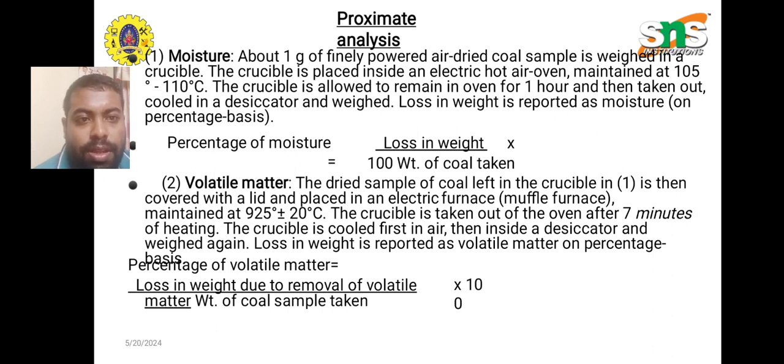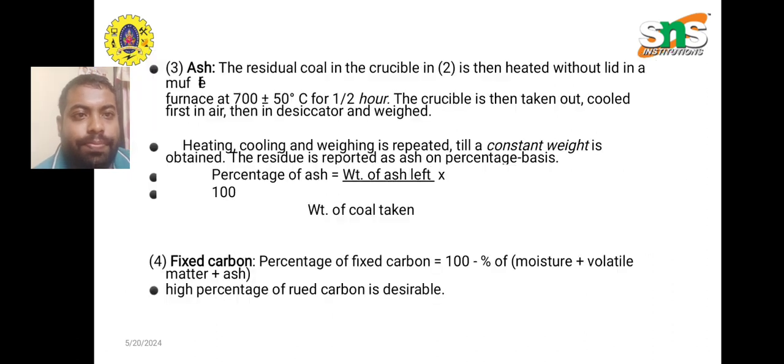Volatile matter. The dried sample of coal left in the crucible is covered with a lid and placed in an electric furnace or a muffle furnace, which is maintained at a heat of 1000 degrees Celsius. This crucible is taken out of the furnace after 7 minutes of heating. It is first cooled in air, then inside a desiccator, and then weighed again. The loss in weight is reported as volatile matter on percentage basis. The percentage of volatile matter is measured as loss in weight due to removal of volatile matter divided by weight of coal sample taken into 100.